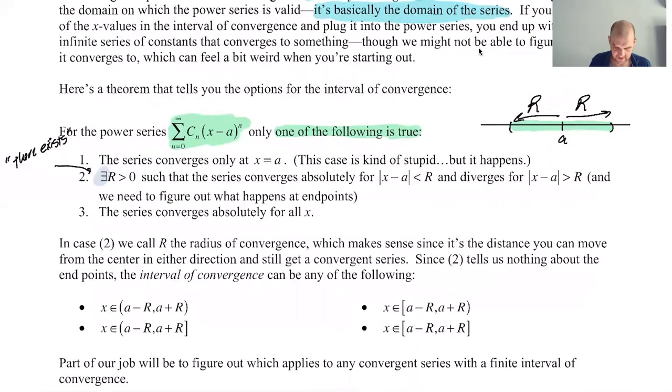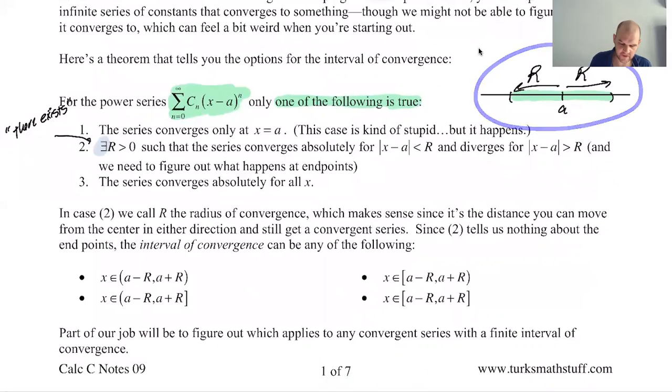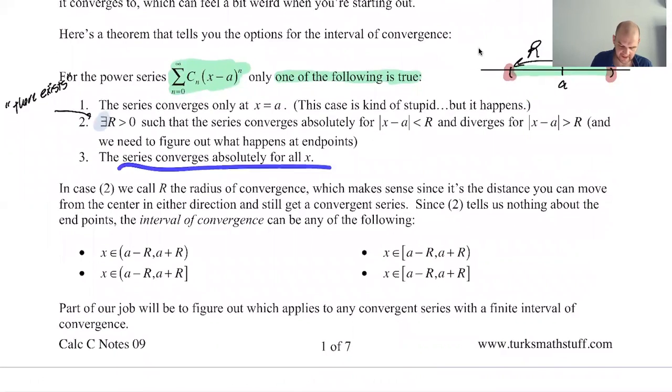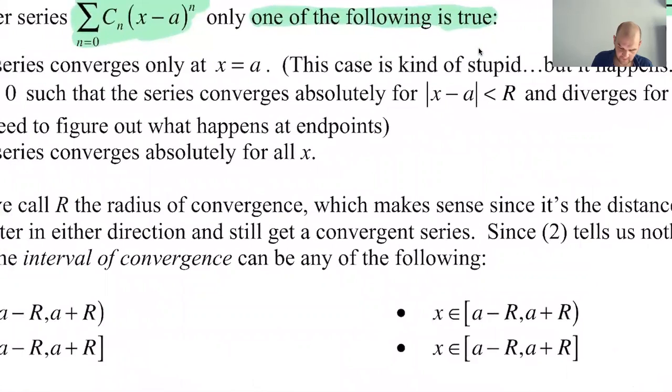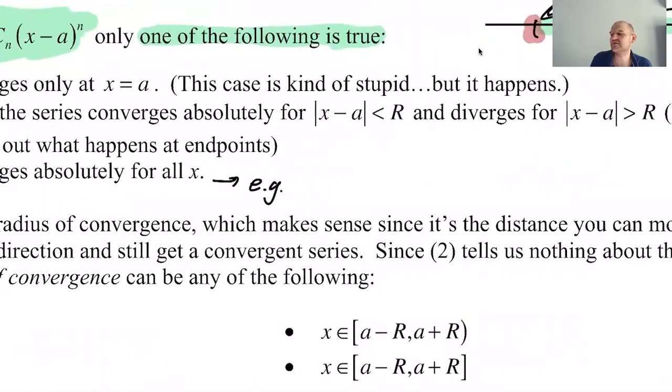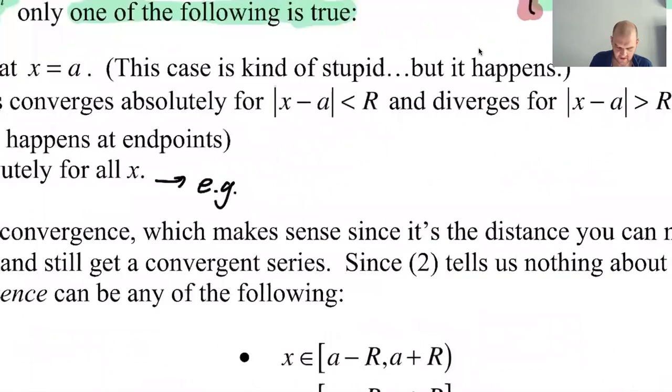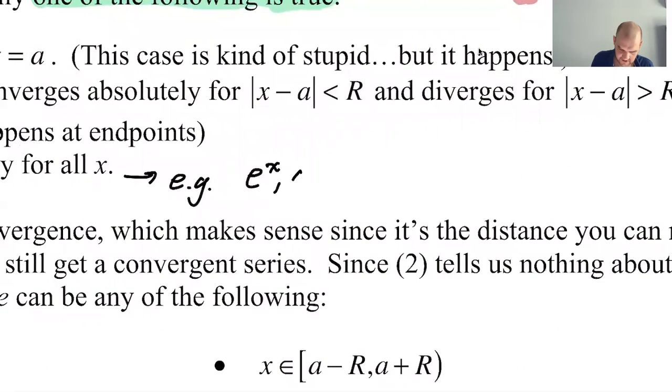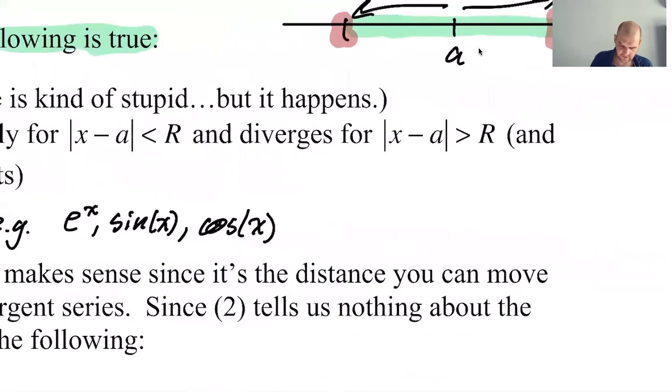The one thing that we don't really know in this particular case is what's happening at these points. These are the danger zone. We've got to work those out, and we'll learn how to do that. But that's another possibility. And then the final possibility is that it could converge for all x. We already know, for example, e to the x, sine of x, and cosine of x. Those converge for all real x.